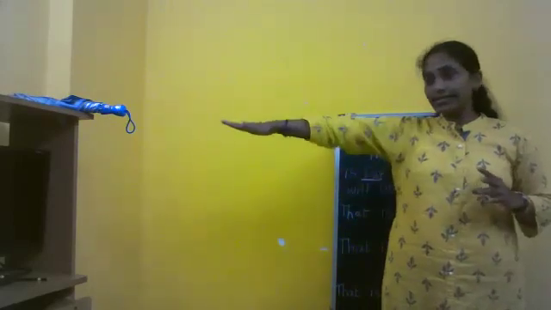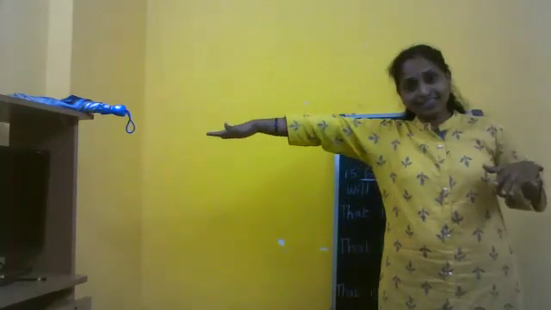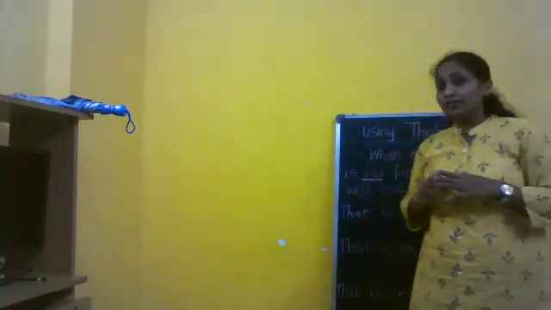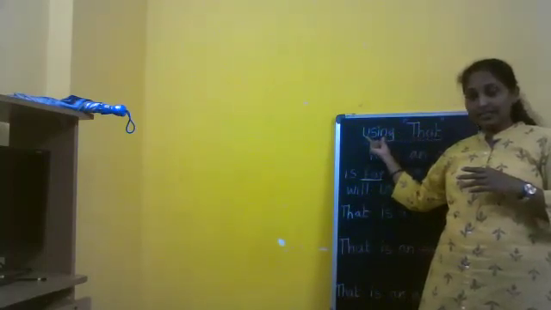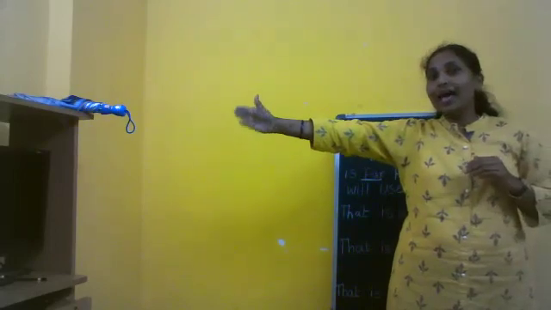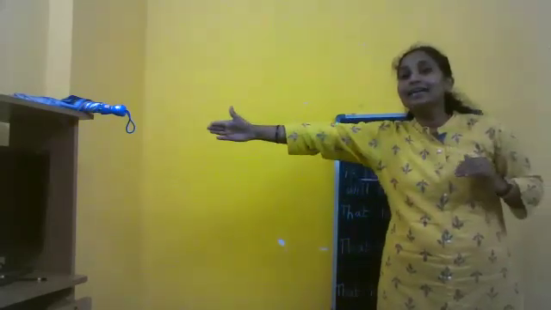Here, what is this? This is an umbrella, right? It is close to me, right? Now I am keeping this umbrella far from me. Can I touch that umbrella? No, I can't, because it is far from me. Far. Now we are using "that." In this lesson we are using "that." Shall we frame a sentence? Yes, come on. That is an umbrella, because it is far from me.